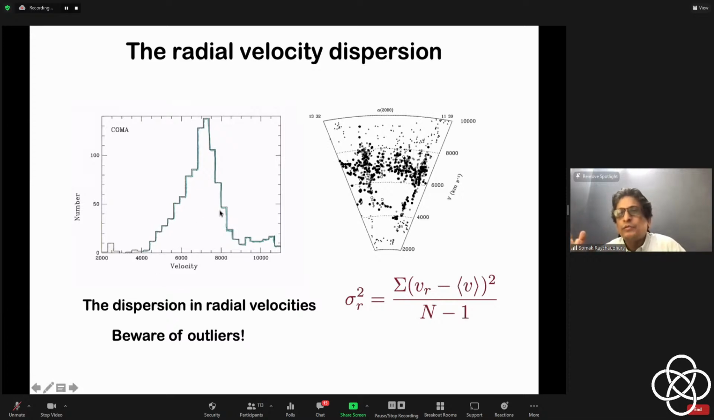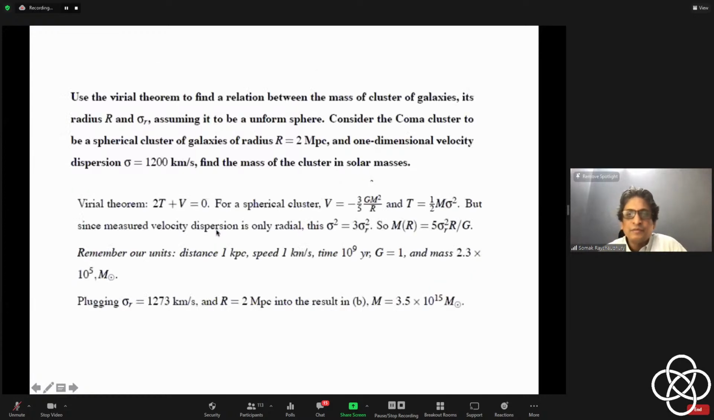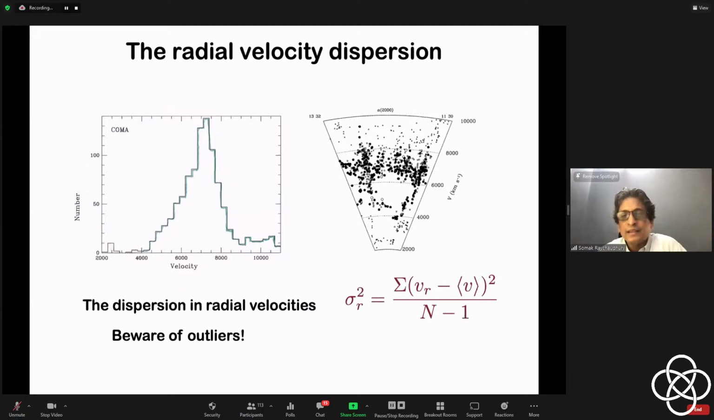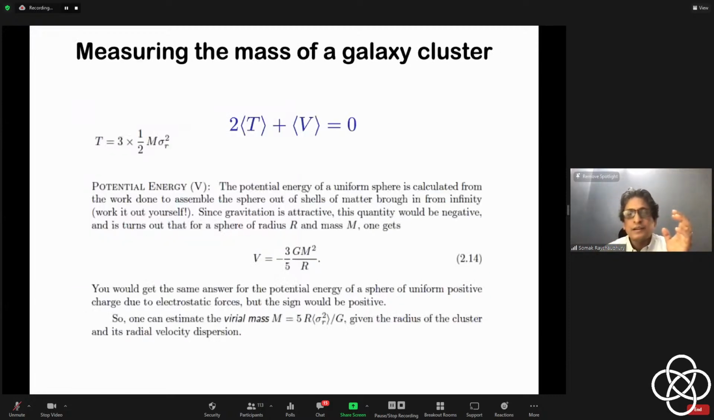Now there are about 2,000 redshifts measured in the Coma cluster. You can find the velocity dispersion, and then the answer that comes out is about 3.5 times 10 to the 15 times the mass of the sun. So if you do this calculation for the Coma cluster, you get 3.5 times 10 to the 15 times the mass of the sun.